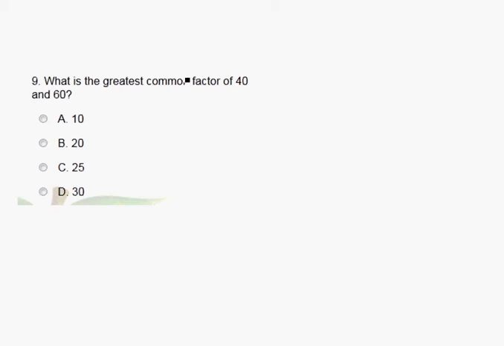Okay, we're asked to find the greatest common factor of 40 and 60. So one way to do that is to just factor both 40 and 60. I'm going to use a factor tree like I did in another video. So 2 goes into 40 20 times. So I'm going to factor 20 as 2 times 10, and finally 10 as 2 times 5.